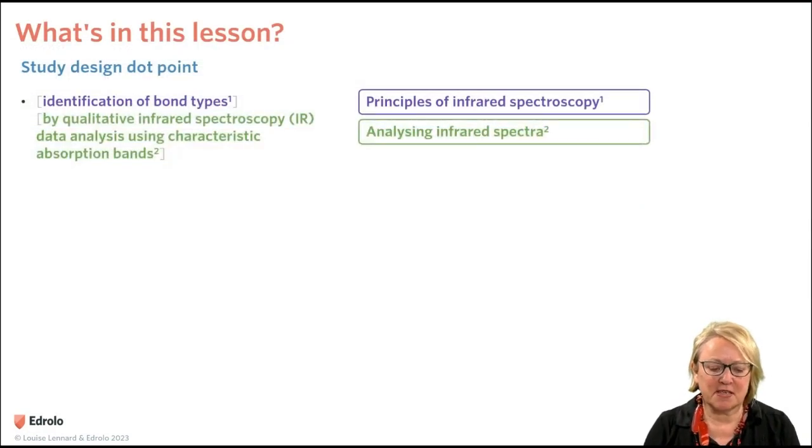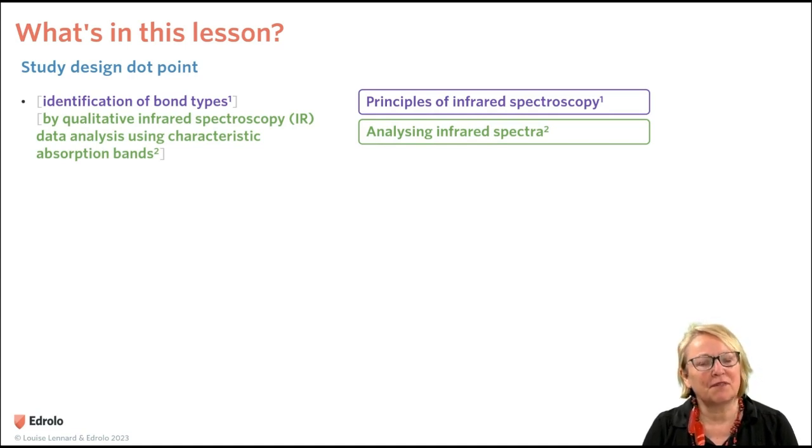The study design points: we're looking at the identification of different covalent bond types, and we're going to do that by using qualitative infrared spectroscopy data analysis using characteristic absorption bands. And you will need to use your data book for this. So if you get your data book, that will make it easier for you.